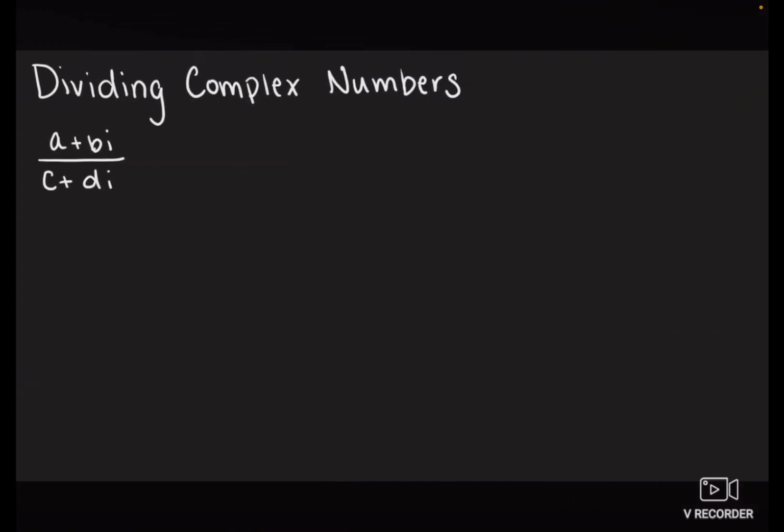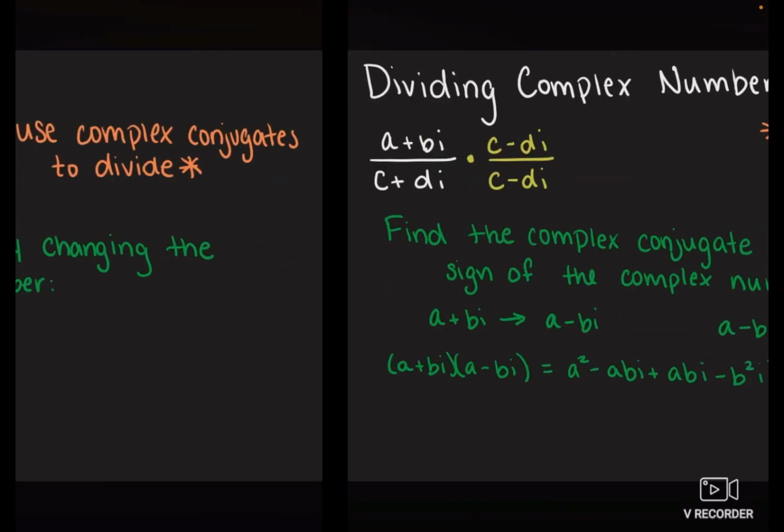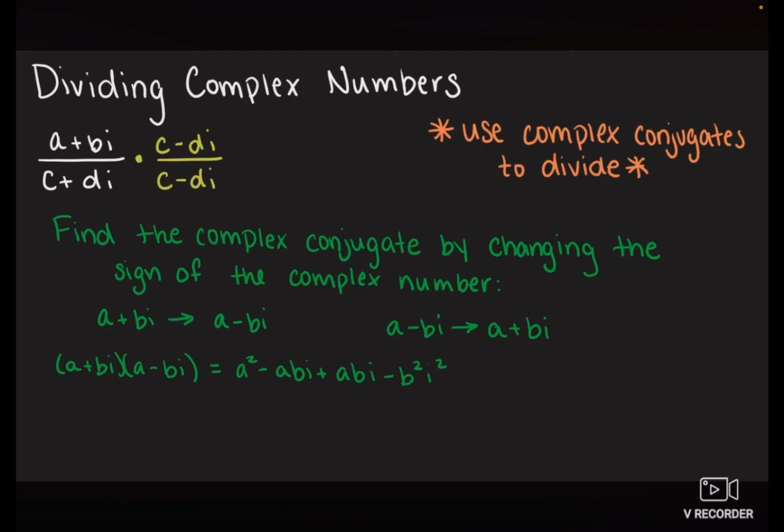Next is dividing complex numbers. A plus bi divided by c plus di. For dividing complex numbers, we can use complex conjugates. Complex conjugates are found by changing the sign of the complex number. A plus bi complex conjugate will be a minus bi. A minus bi complex conjugate will be a plus bi.